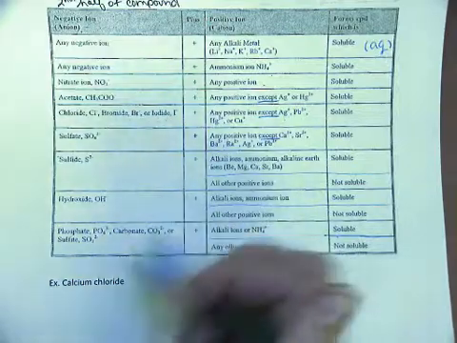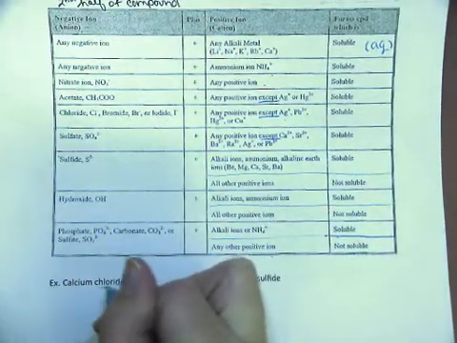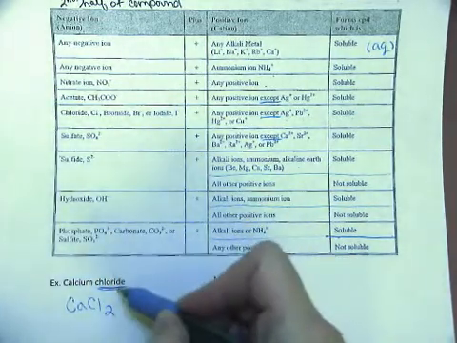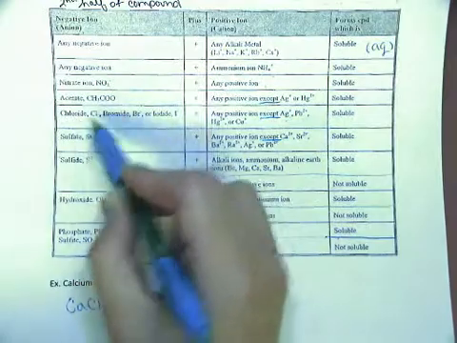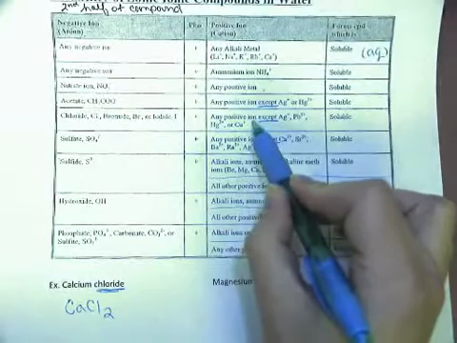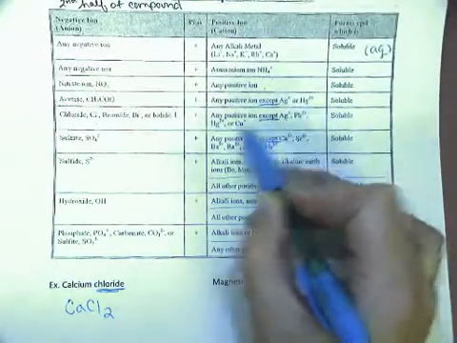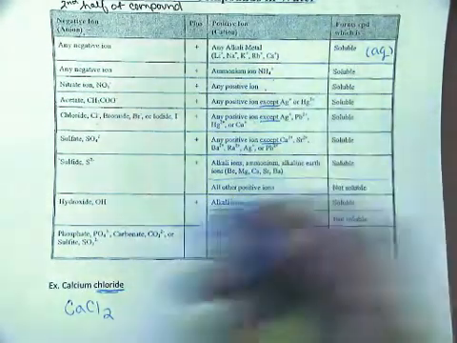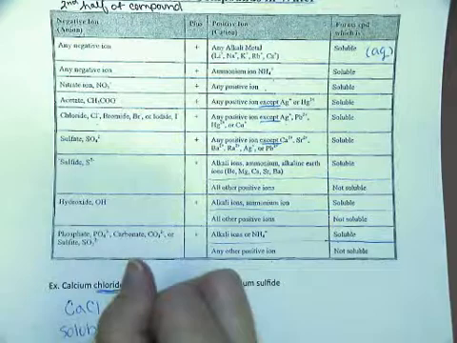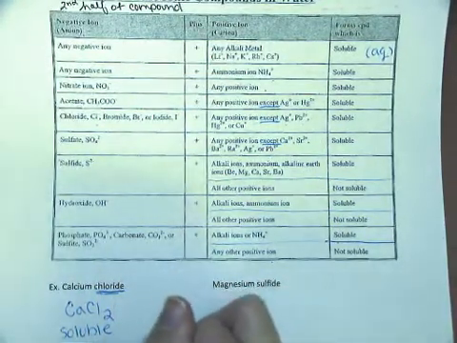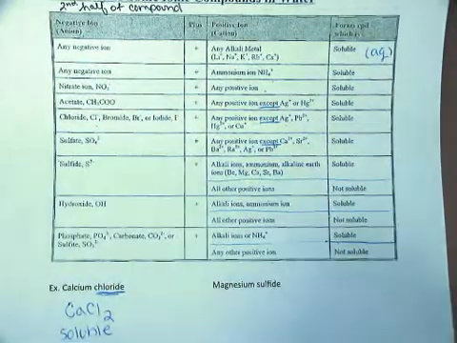Let's do two examples. Calcium chloride. My anion is chloride, so it's CaCl2. So I find chloride. My chloride is here. Chloride plus any positive ion except silver, lead, mercury, or copper. Well, I have calcium, so it's not one of my exceptions. So that means this is soluble. So when I'd write this in a chemical reaction, CaCl2, and then I'd write AQ after it for it being aqueous or soluble.